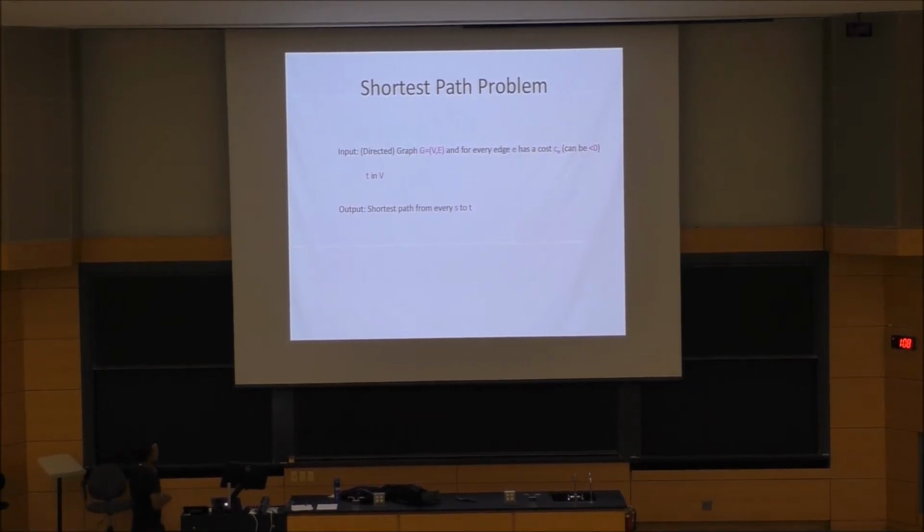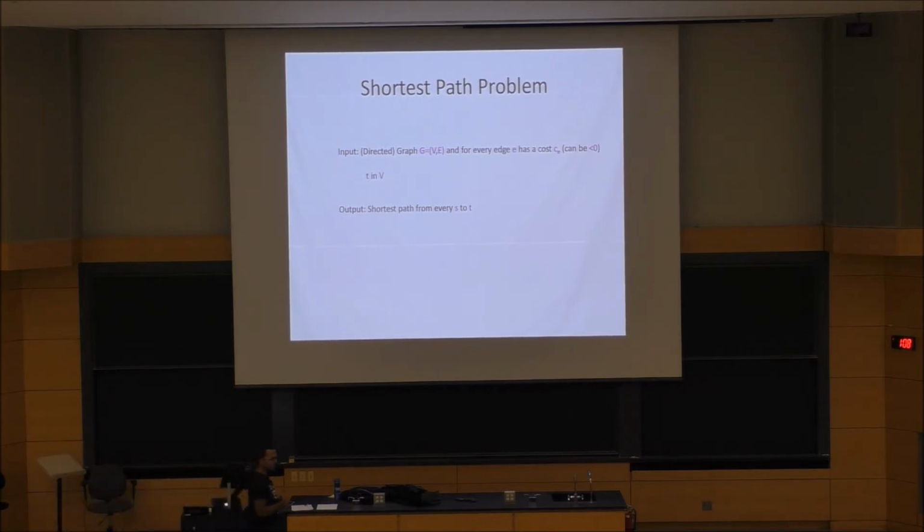We also looked at the weighted version. So now you're given a directed graph, but now the edges can have weights, but these weights are non-negative, so they're greater than or equal to 0. In that case, we saw Dijkstra's algorithm solves that problem. But now we want to look at an even more general case. So now we want to allow these costs to be negative.